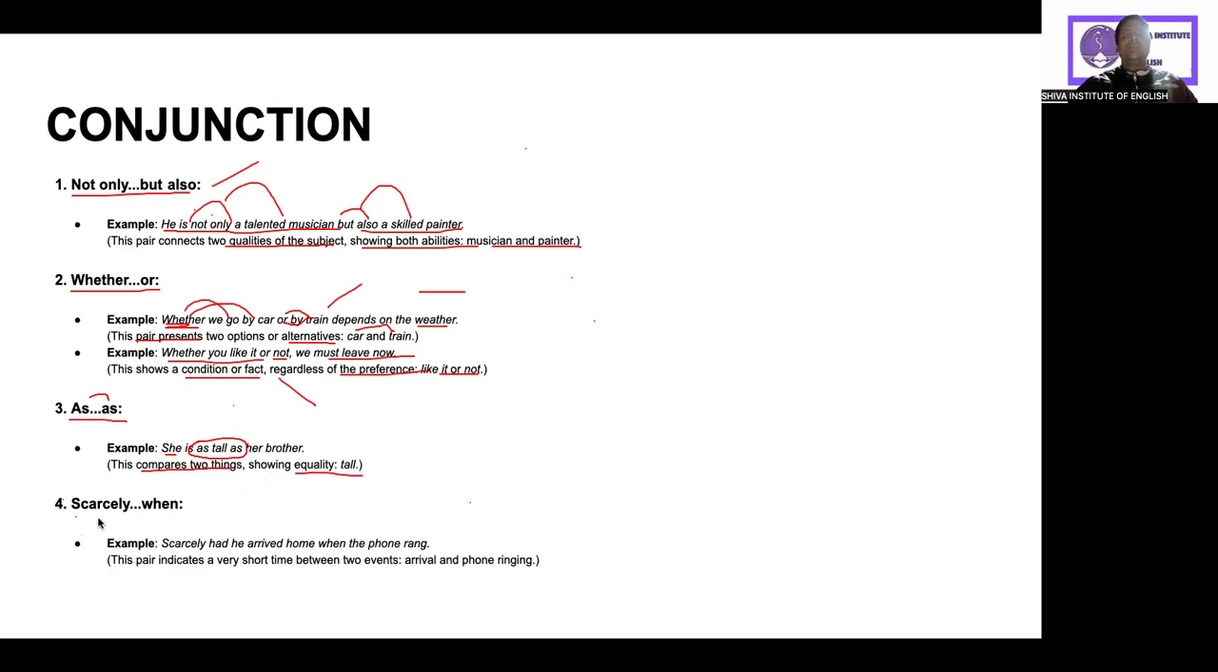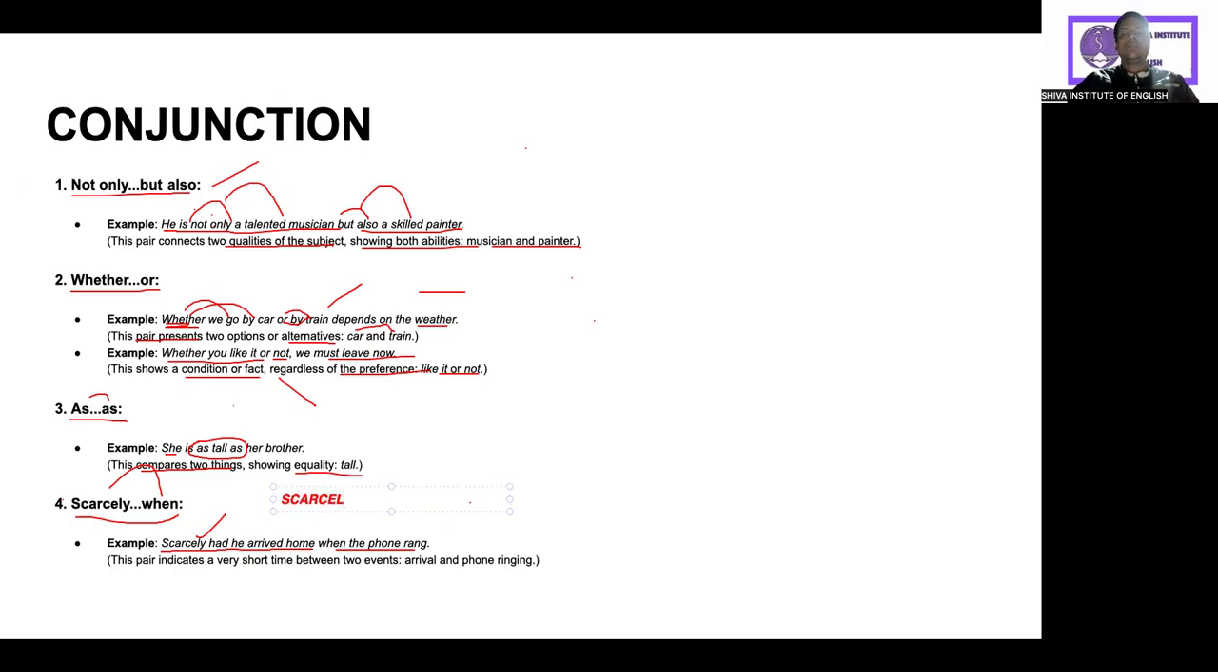Similar to that, when we talk about scarcely when, again it is another pair. Scarcely when, hardly when. So we can say scarcely had he arrived home when the phone rang. Now, to understand here, there is a kind of structure. If I use scarcely when, then my statement would be what? Let me write here.